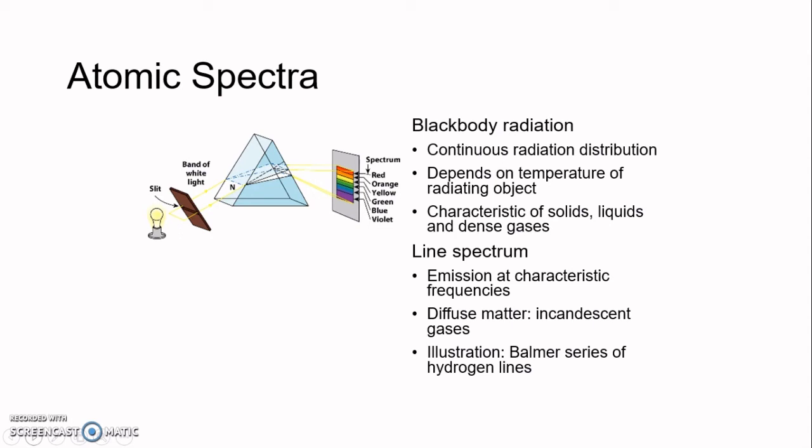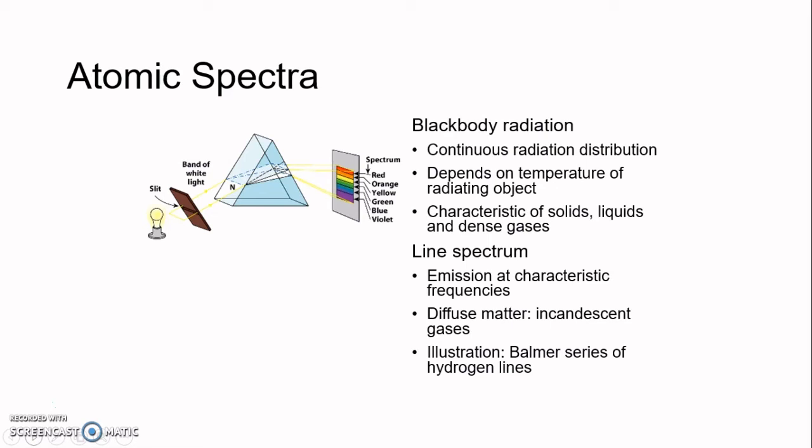What else we saw with this black body radiation study is that sometimes one color was more intense than another. The most intense color depended on the temperature of the radiating object. It was a characteristic of whatever it was that was emitting the light. It was a characteristic of the different solids, liquids, and dense gases.